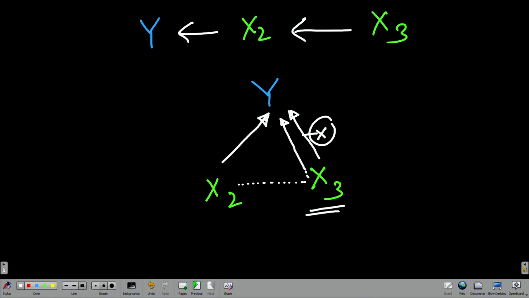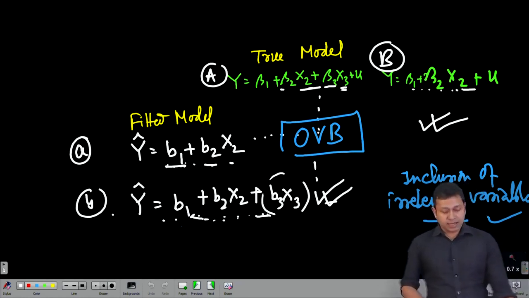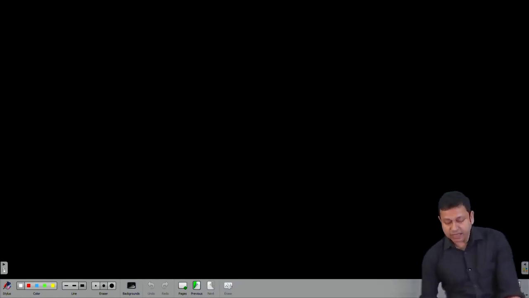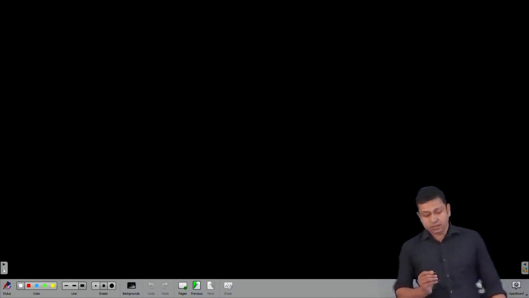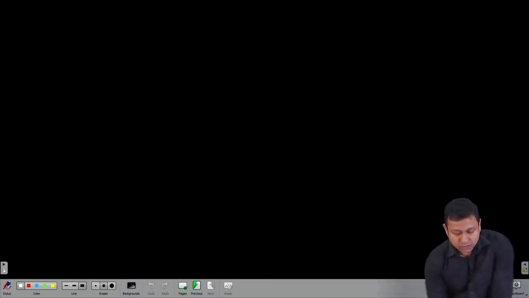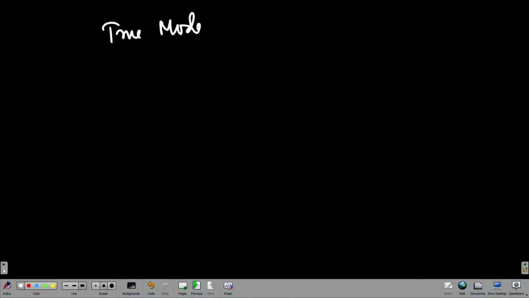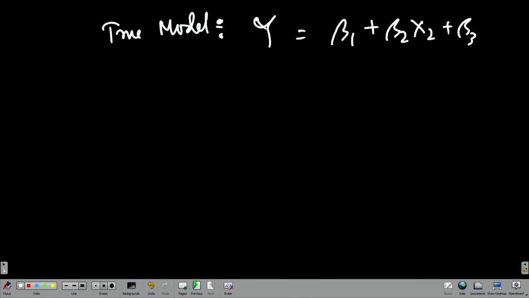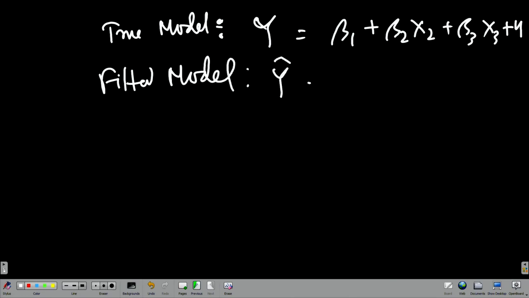So, let me explain mathematically. This is a graphical illustration, we have got an intuitive understanding, and let us now talk about the mathematical illustration of it. So, let us say our true model is y is equal to beta 1 plus beta 2 x2 plus beta 3 x3 plus u, and the fitted model is y hat is equal to b1 plus b2 x2. Essentially, I have omitted this variable.